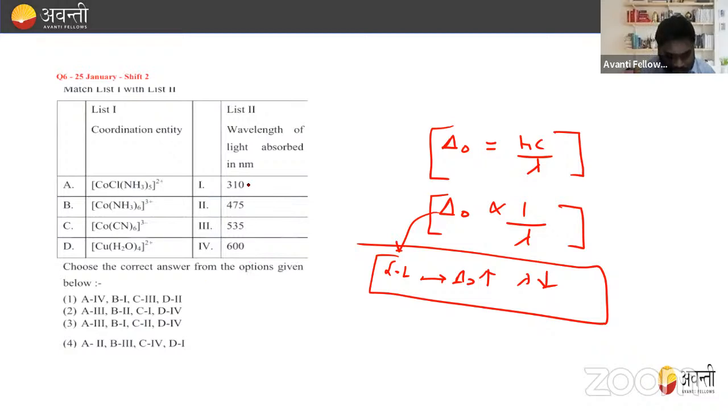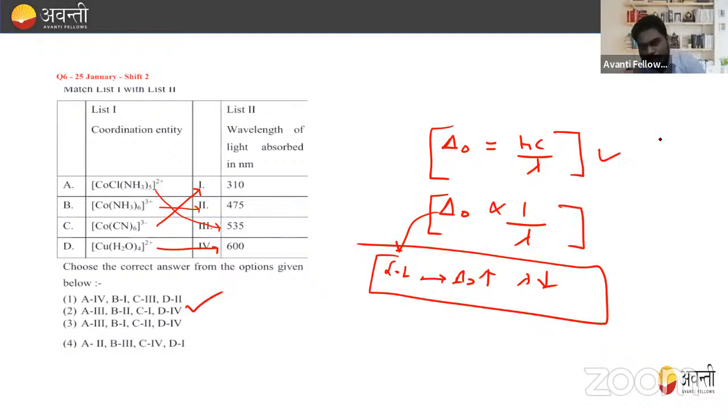Minimum wavelength is what? 310. It means CN belongs to this one. That is, C belongs to first. So in which cases does C belong to first, beta? Yeah, in option number 2 and option number 4. Now the next strong ligand is ammonia, that is NH3. So NH3 belongs to the next nearest, 475. So this one, and this is NH3. Next is this one, and this is a weak ligand. So this is correct. Which is the correct option, beta? That is option number 2.